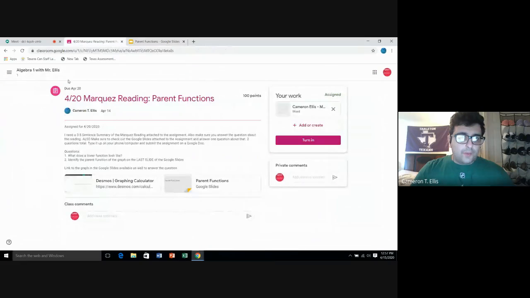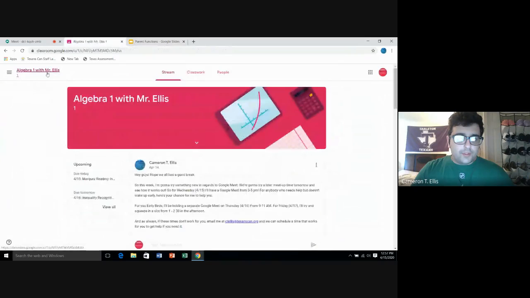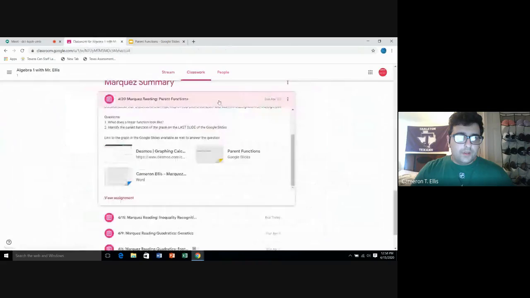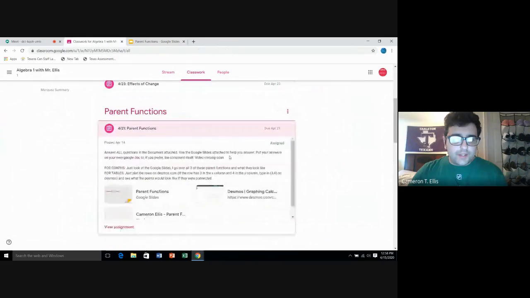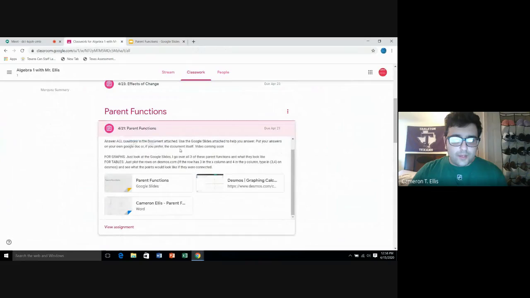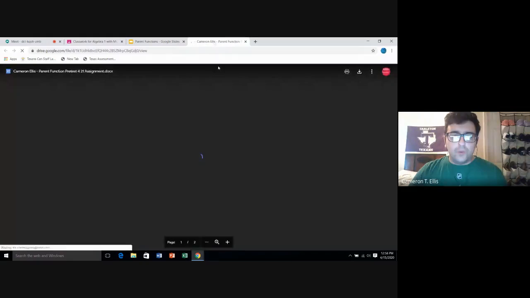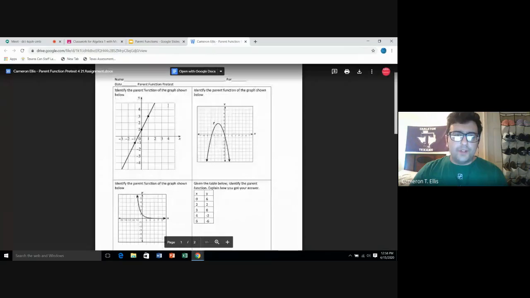Okay, so that's it for the 20th, right? So let's move on to the 21st. Parent functions. Okay, it says answer all questions in the document attached. All right, fun. Full workload, right? Okay, first one, identify the parent function of the graph below.